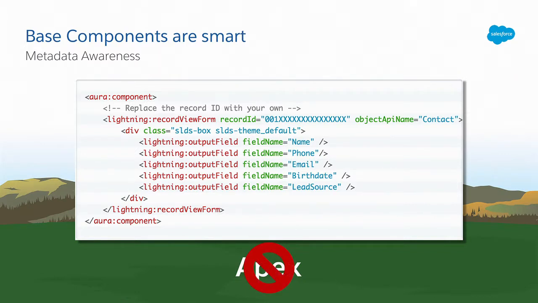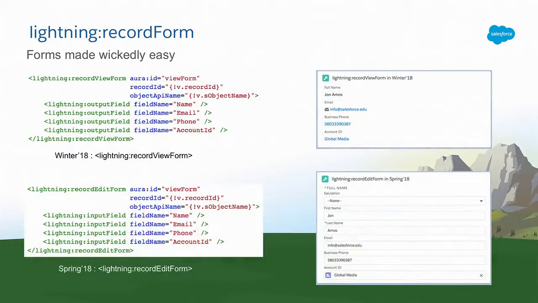Wow. Now, that's a record view form. Okay, all it's doing is retrieving it and showing you the thing on a page. Of course, that was good, but what if you wanted to edit it? So in Spring, we actually gave you Lightning Record Edit Form, which is view form, just editable.